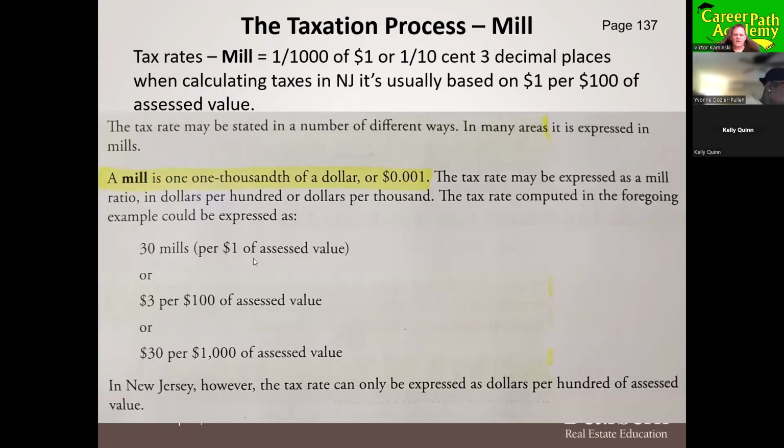So it could be 30 mills per dollar of assessed value, $3 per every $100 of assessed value, or $30 per every $1,000 of assessed value. New Jersey typically expresses taxes per $100 of value, but it depends on how they word the question on your exams, if they give you a math problem based on this. But you always get a mill on a state exam for some reason. What is a mill? It's a way of calculating taxes. It's 1/1000th of a dollar or a tenth of a cent.